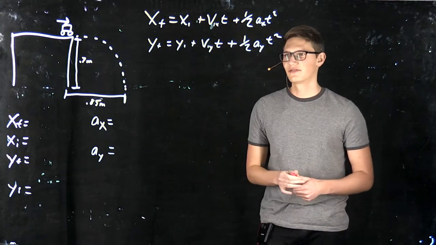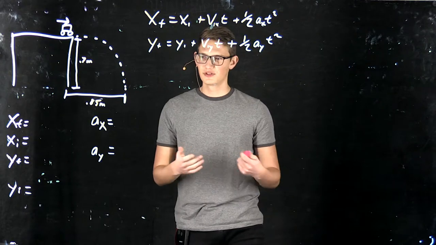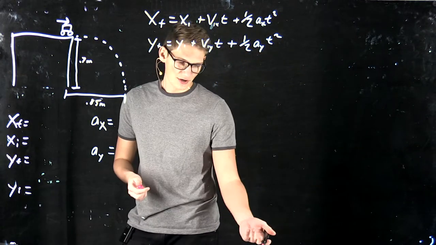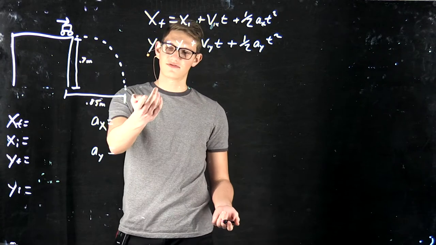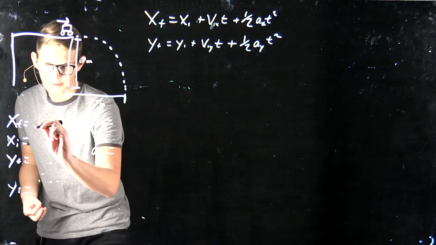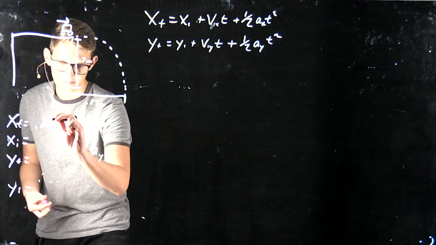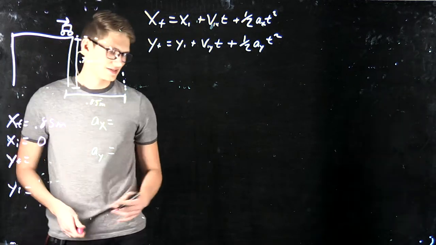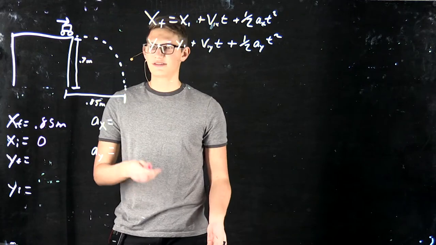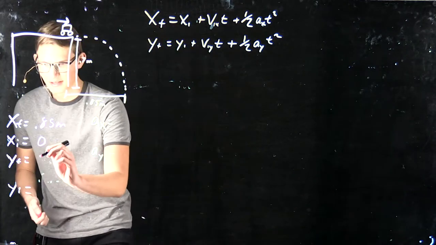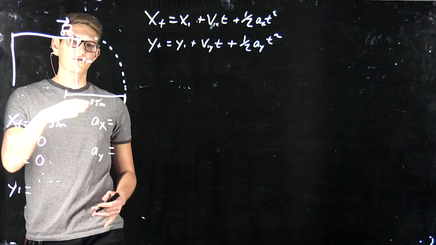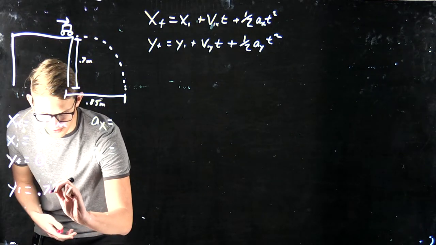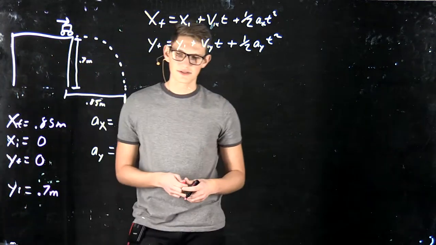So first off, we want to set up what variables we do know and what we don't know. From the beginning, we know that the x position final is 85 centimeters, and we're going to convert that to meters. X initial, of course, is 0 because that's where it begins. Y final is 0 because it touches the ground. And in addition, the initial y position is 70 centimeters, or in other words, 0.7 meters.